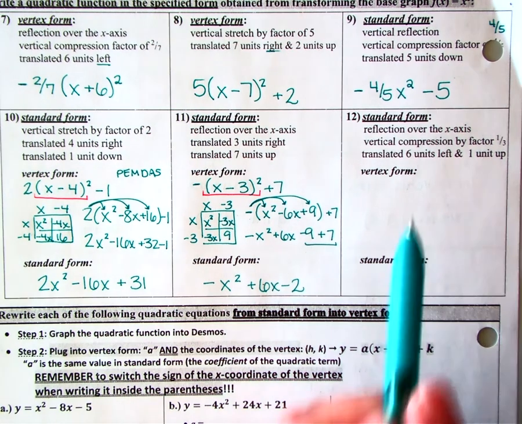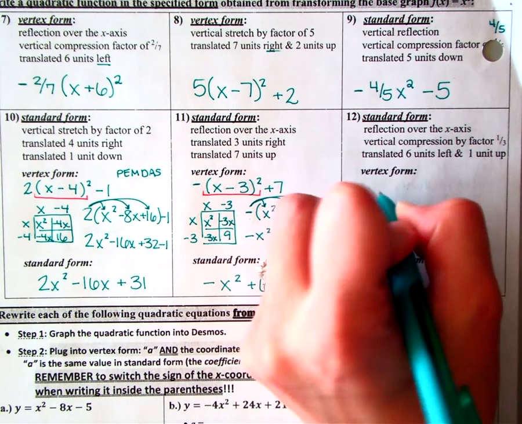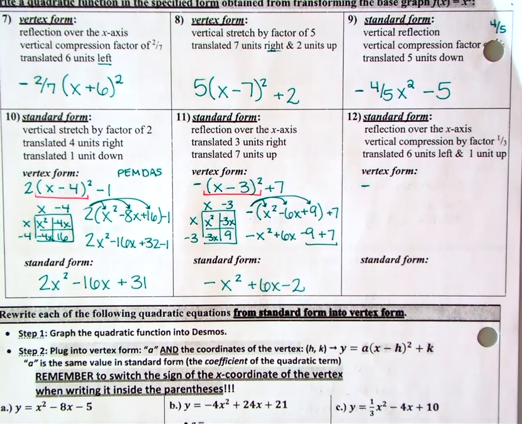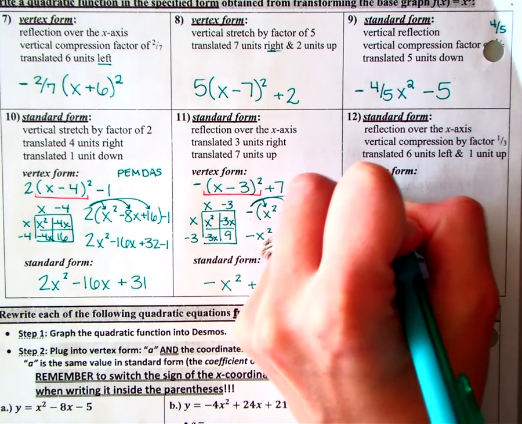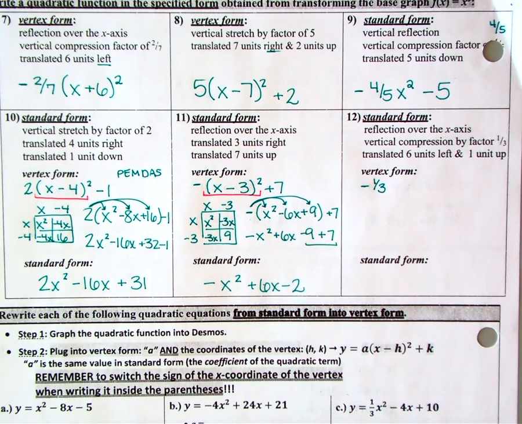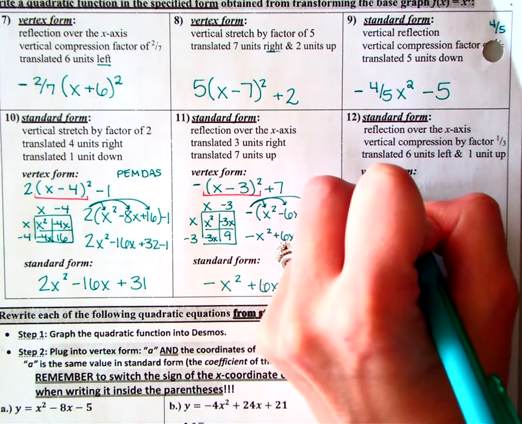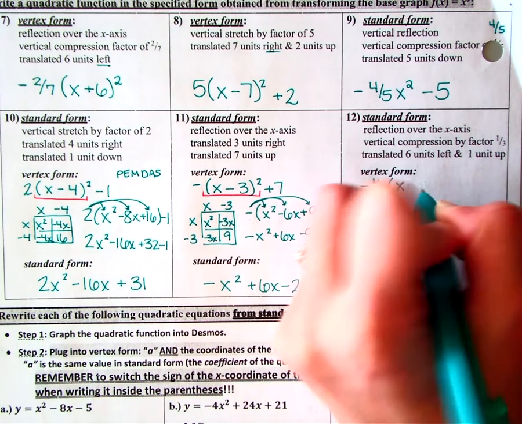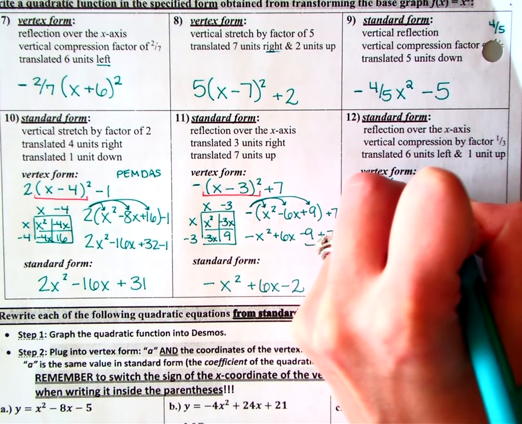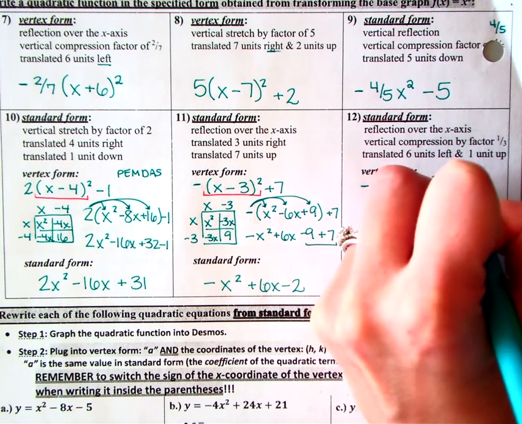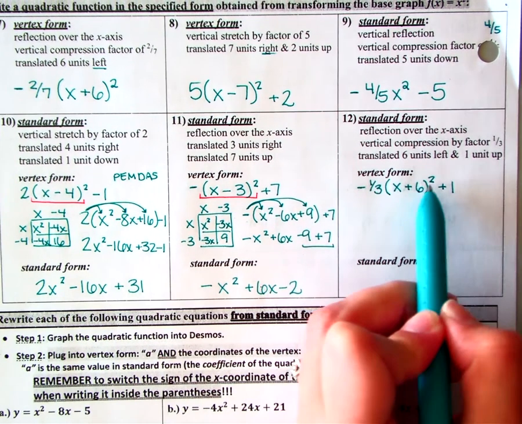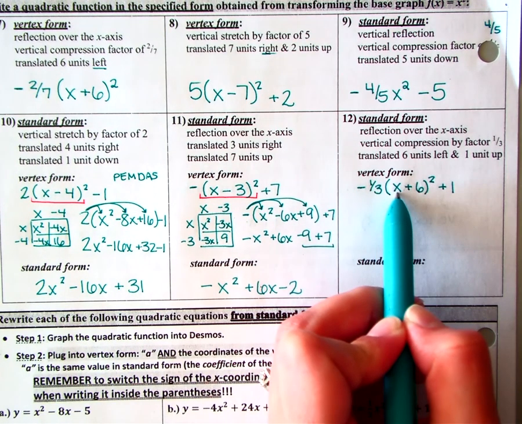The last one for this video, we've got a reflection over the x-axis, so we'll start off with a negative. We have a vertical compression, so we'll have a negative 1/3. If I go left or right, I need parentheses. Since I go to the left, I do need them. Left, we add, and we go 1 unit up. Make sure you've got that squared in there. Make sure you've got the x in there.